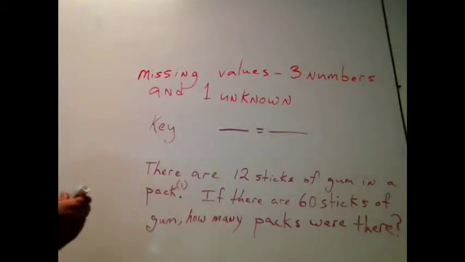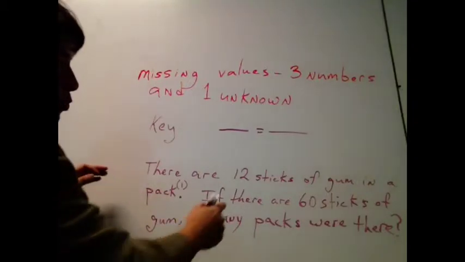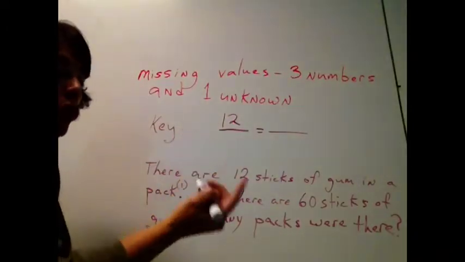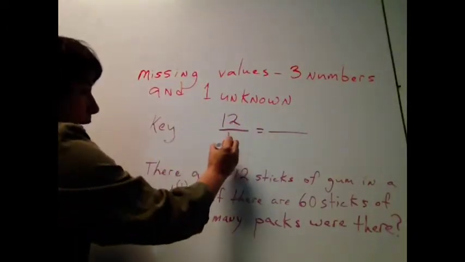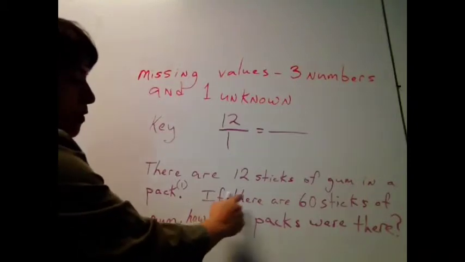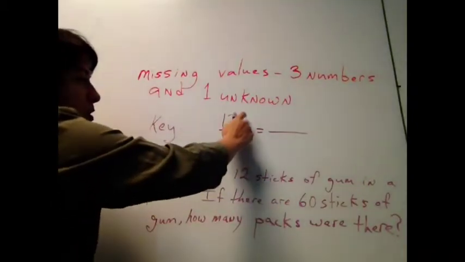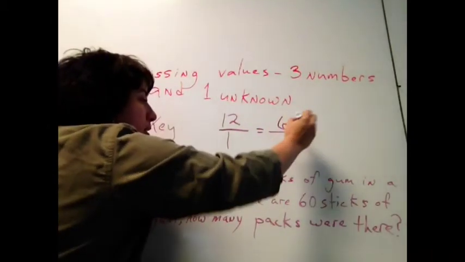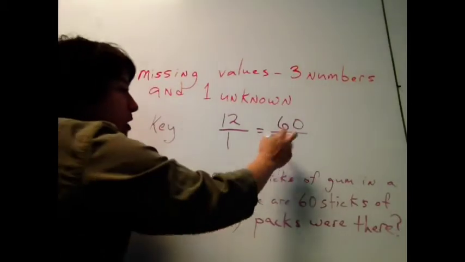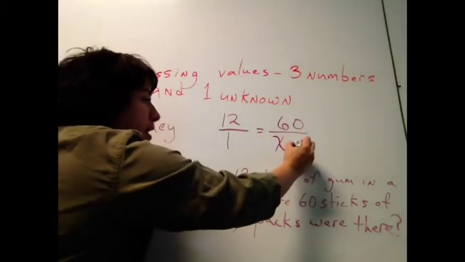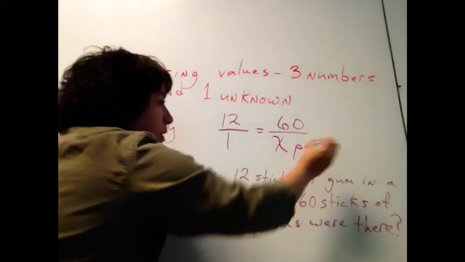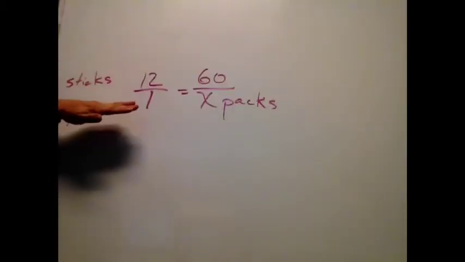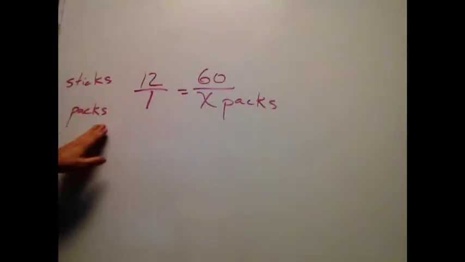What we're going to do is put things that are related together. We have 12 sticks in 1 package right here. Now, we want to know if there are 60 sticks. We started with 12 sticks up here, so we're going to go right across from it: 60 sticks. We don't know how many packs we started with. Now remember, our sticks are up here, and the denominator has the number of packs.